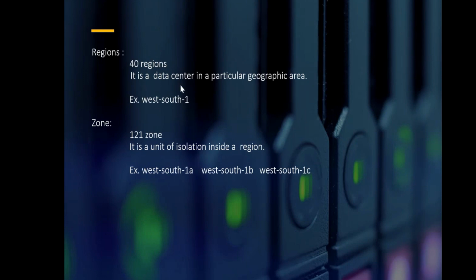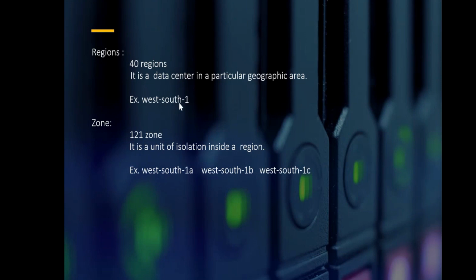Regions, 40 regions. A region means data centers in a particular geographic area. So 40 regions means 40 data center locations in particular geographic areas. In India, you'll find two. The names of these regions come in this format, for example Asia South 1. This is the name of a region. And total zones, it is saying 121 zones. A zone is the unit of isolation inside regions. And a zone's name will come like this.